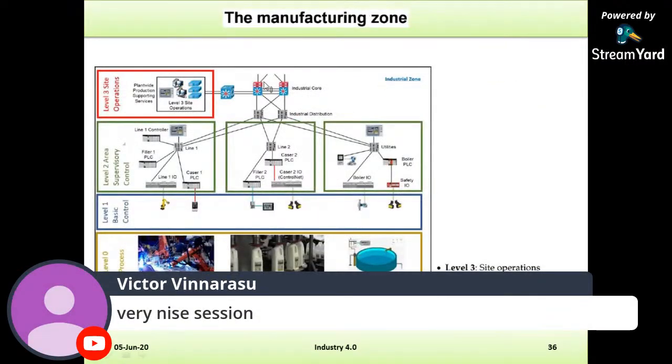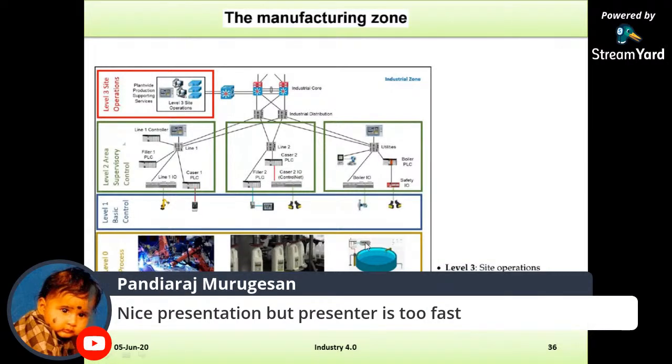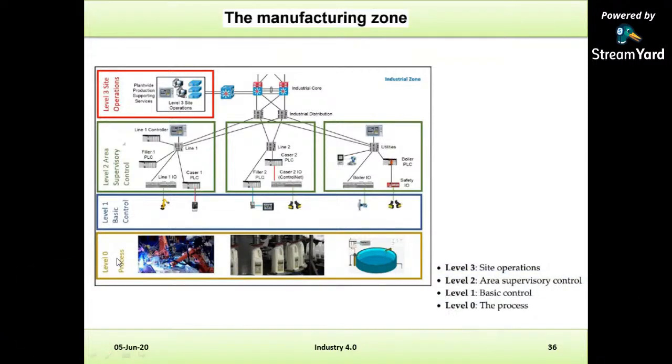Another is the manufacturing zone, which consists of the operations. Level zero has some processes, like the building process and the filling process. Then we are going to monitor it, or the quality control departments show it over slides, or some analysis goes on. So these are the process level, which comes at level zero.